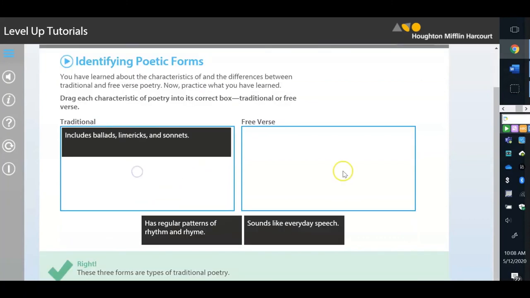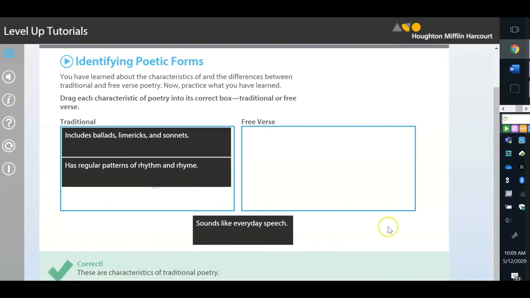If you selected traditional, you're correct. These three forms are types of traditional poetry. How about the next one? Has regular patterns of rhythm and rhyme. Would that be traditional or free verse? If you pick traditional, again, you are correct. These are characteristics of traditional poetry.